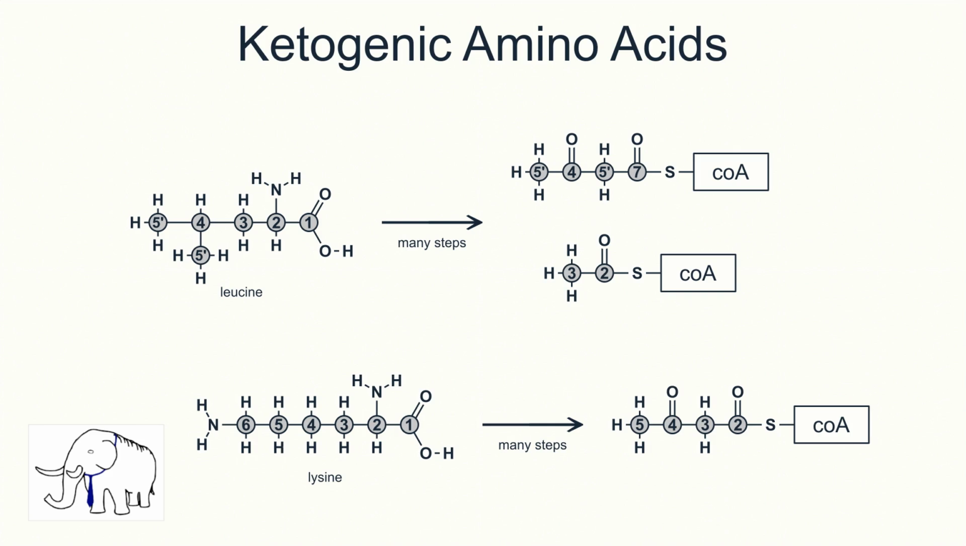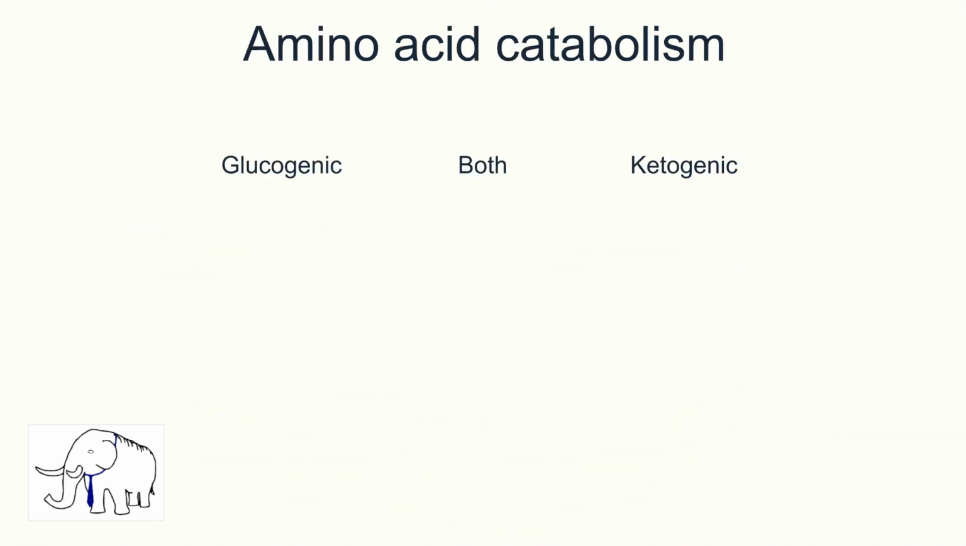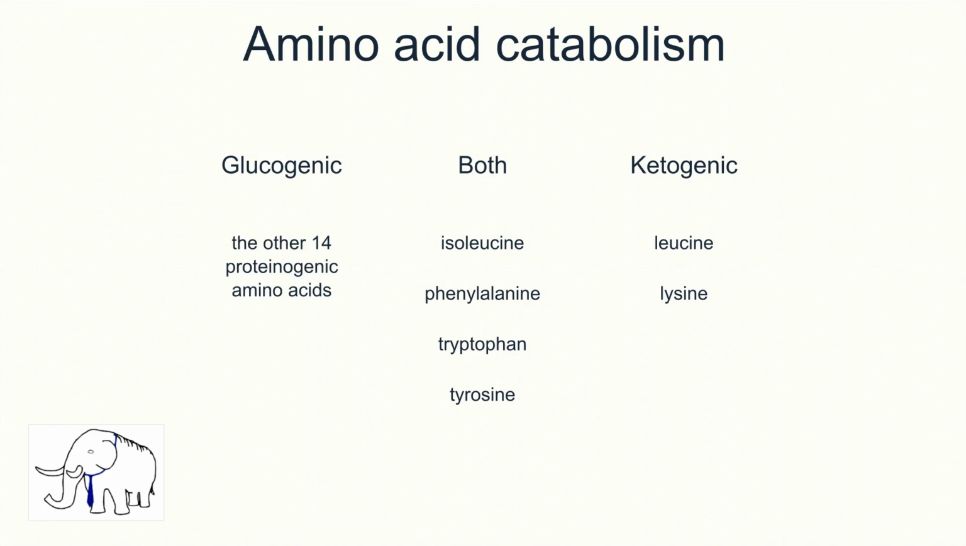If we go through all of the horrible details for each of the different amino acids, and we won't, we find that isoleucine, phenylalanine, tryptophan, and tyrosine are both glucogenic and ketogenic. Leucine and lysine are purely ketogenic, and the other 14 amino acids that we use to make proteins are purely glucogenic.